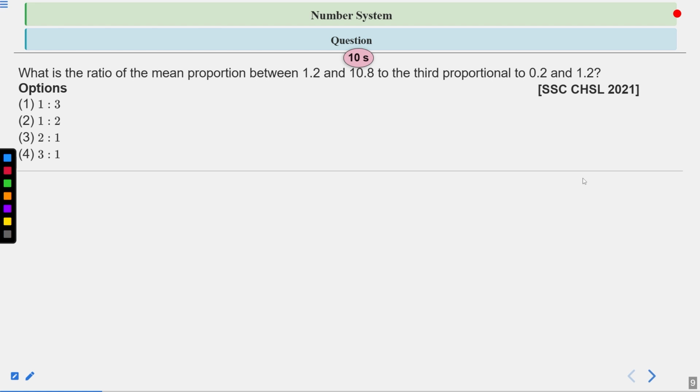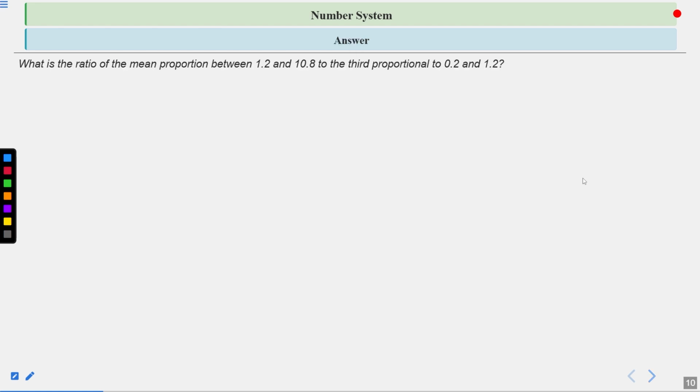Now you have 10 seconds to solve this question. Your time starts now. Now time's up. Let's see the solution of this question. First we need to calculate the mean proportion of 1.2 and 10.8, and then we calculate the third proportion of 0.2 and 1.2 and make the ratio. So the correct answer of this question is the second one, which is 1:2.